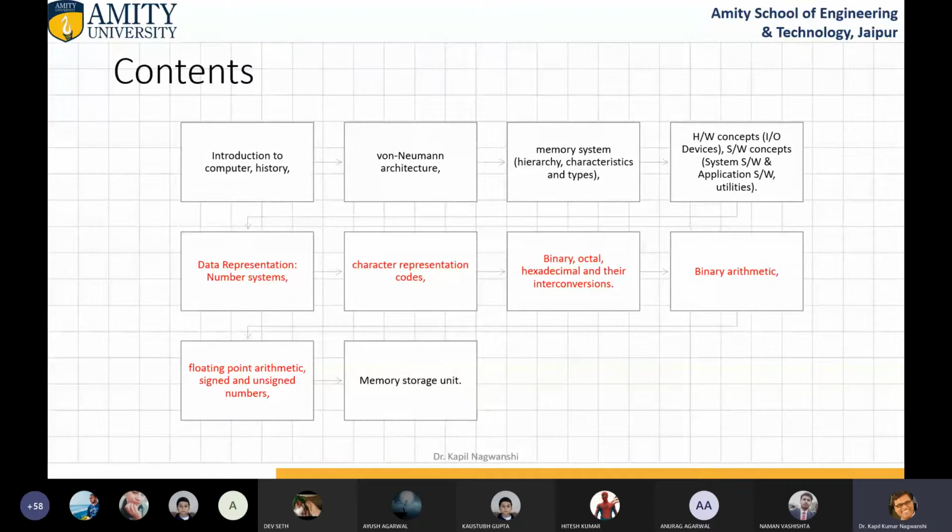So this is the unit 1 content: introduction to computer history, Von Neumann architecture, memory, system hierarchy, hardware component, data representation, character representation, binary, octal, binary arithmetic, floating point representation. Whatever is written in red color is very important. And I think you have an idea, those who have done the course.